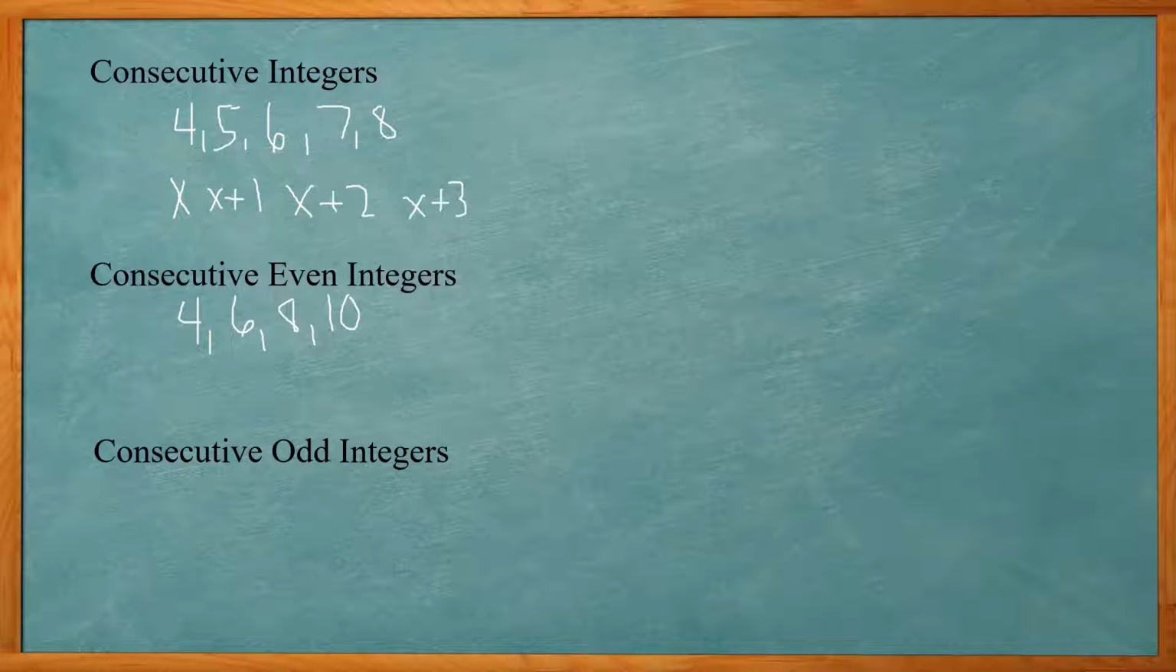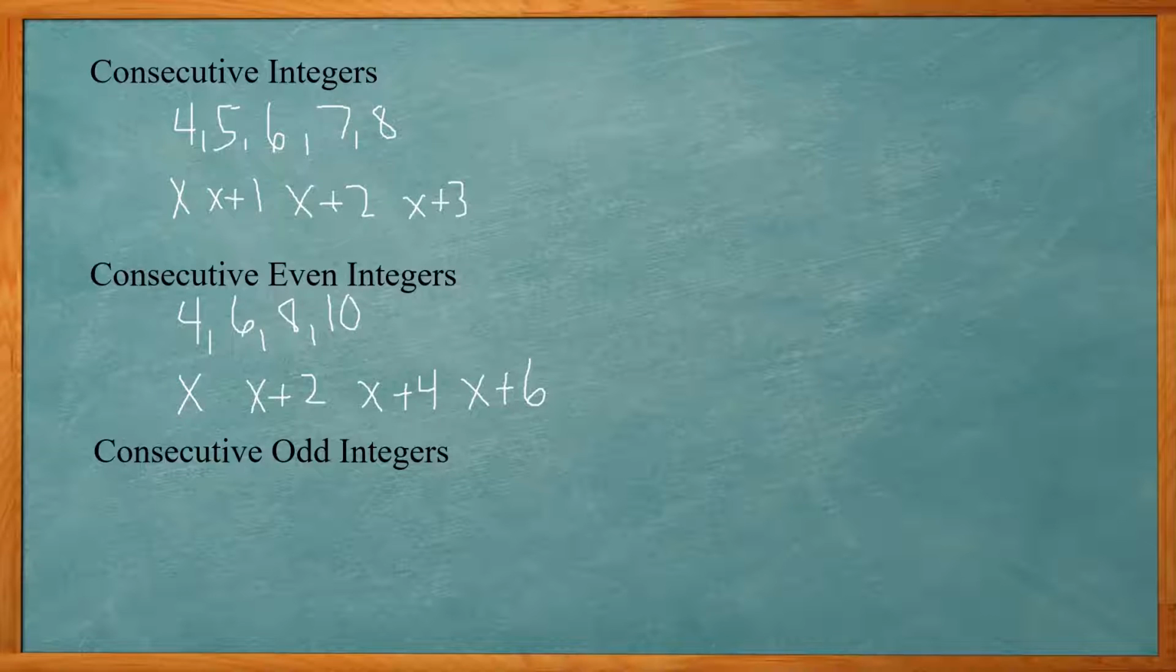So again, the first number would start as x. Now the next even integer would have to be 2 away from x, so it would be x plus 2. And the next one has to be 2 away from x plus 2, so it's x plus 4. And the next one would be x plus 6.